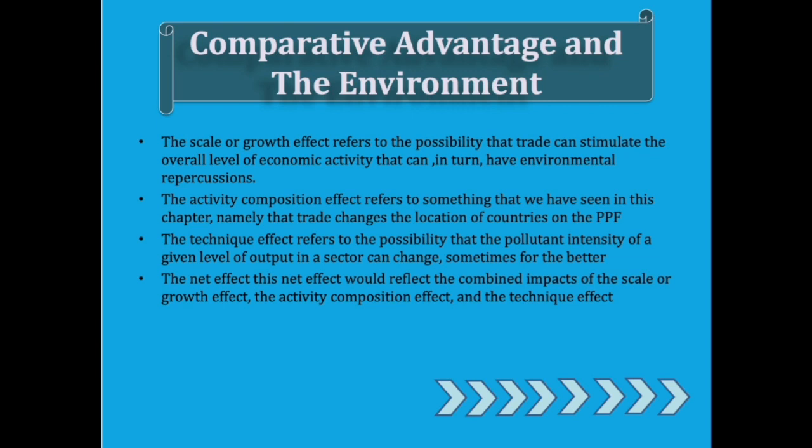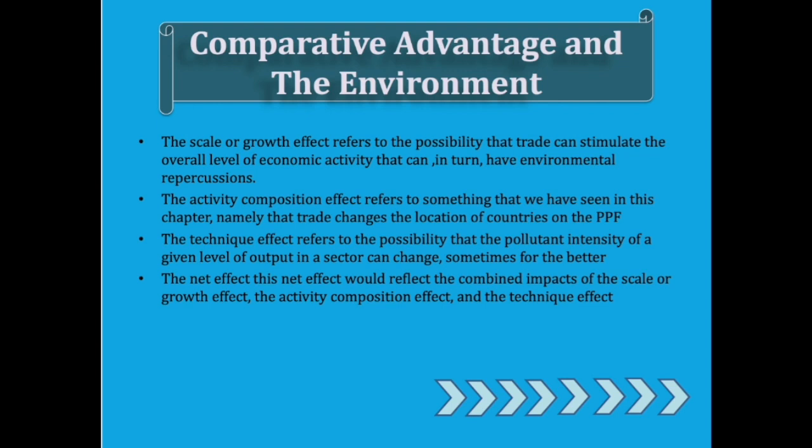Second is the activity composition effect, which refers to something that we have seen in this chapter, namely that trade changes the location of countries on the PPF. These effects usually occur in the production technology and depend on the pattern of comparative advantage. Pollution intensive sectors such as chemicals and metals can either increase or decrease their share in the total output of a country.